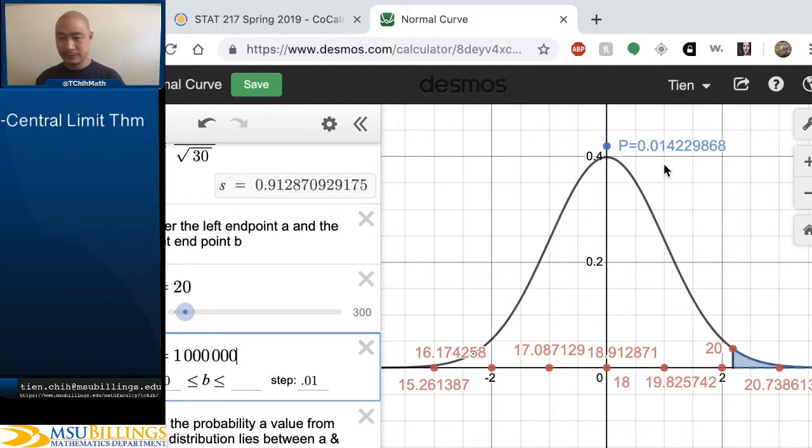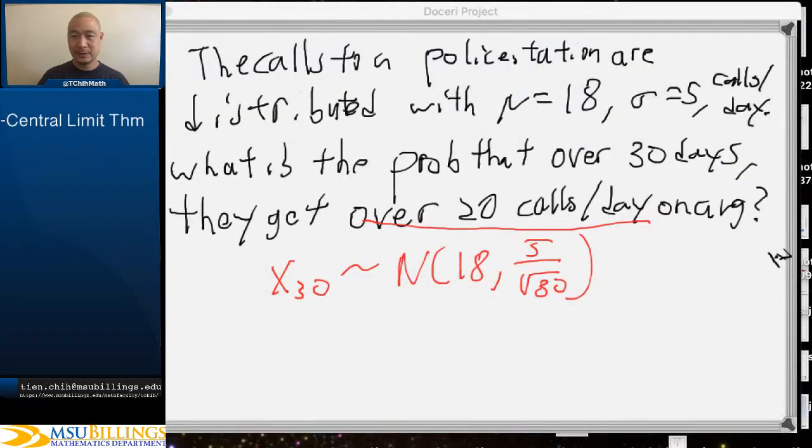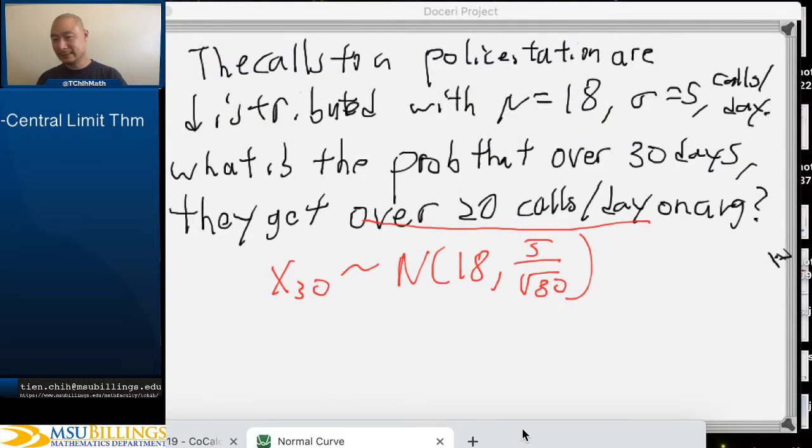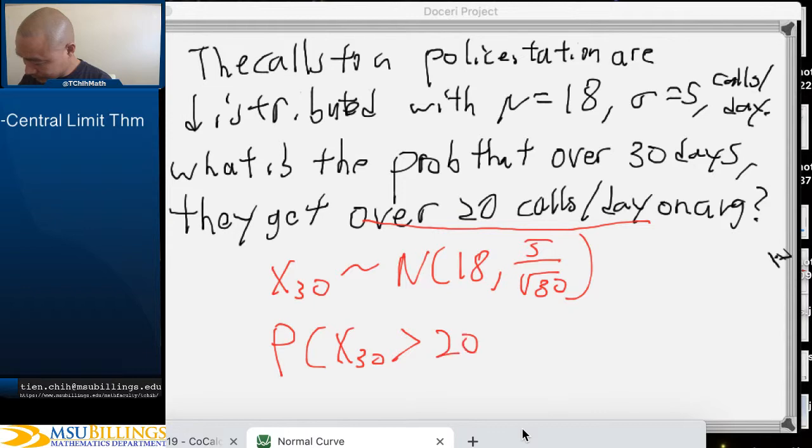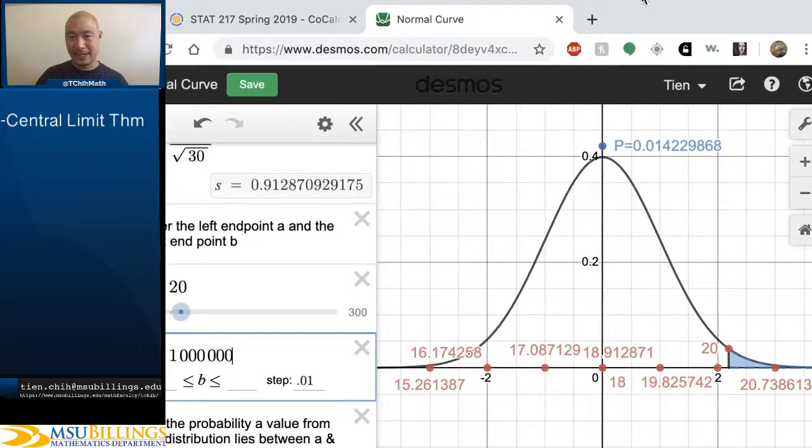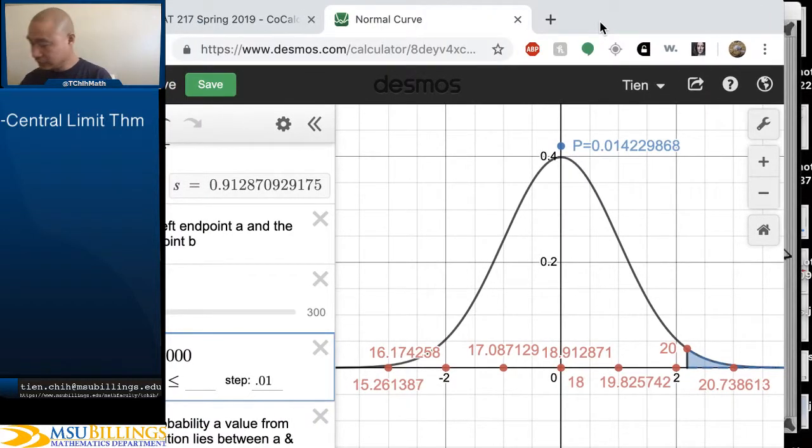And so our probability then is about, we pull that back up, 0.1, or sorry, 0.01423.